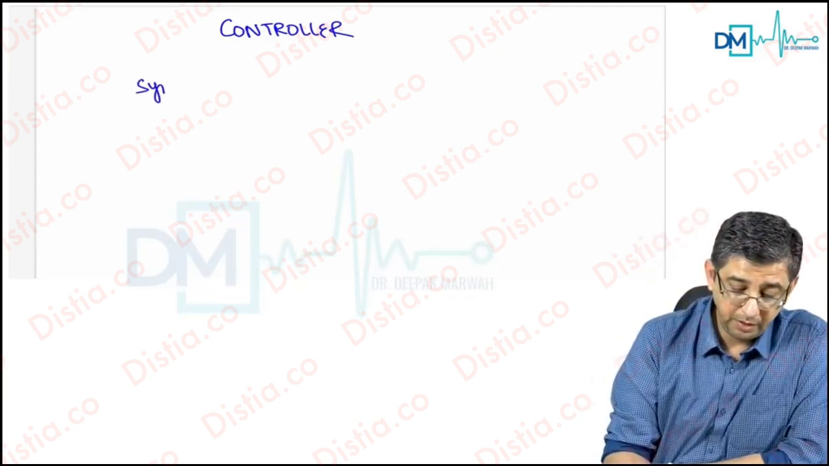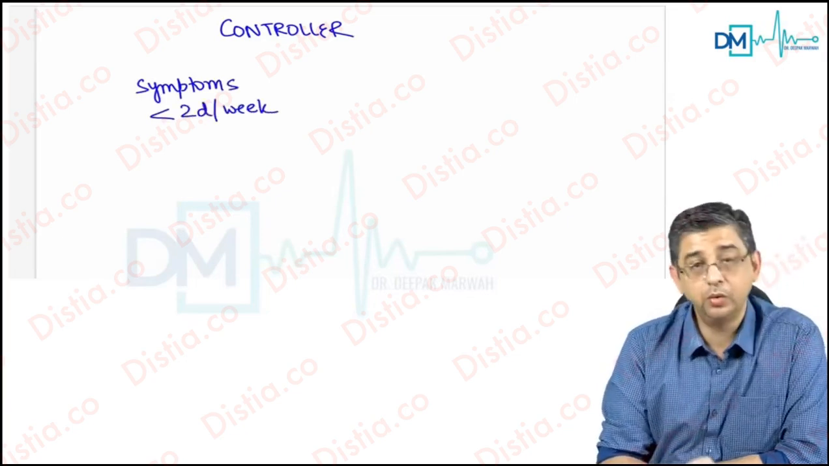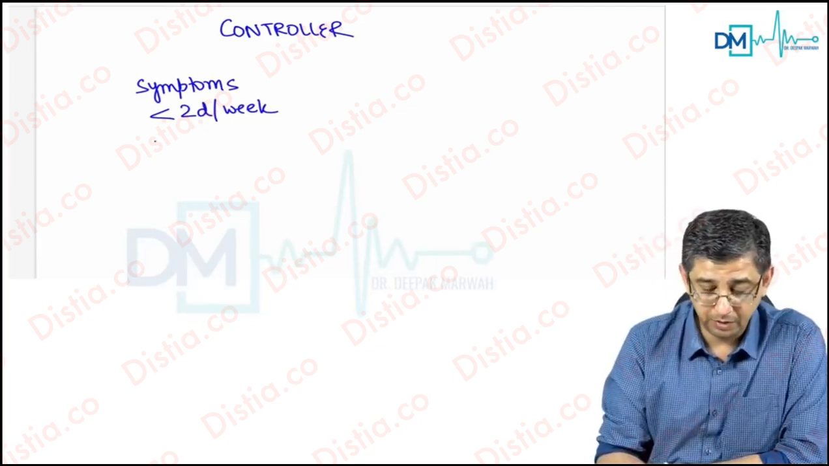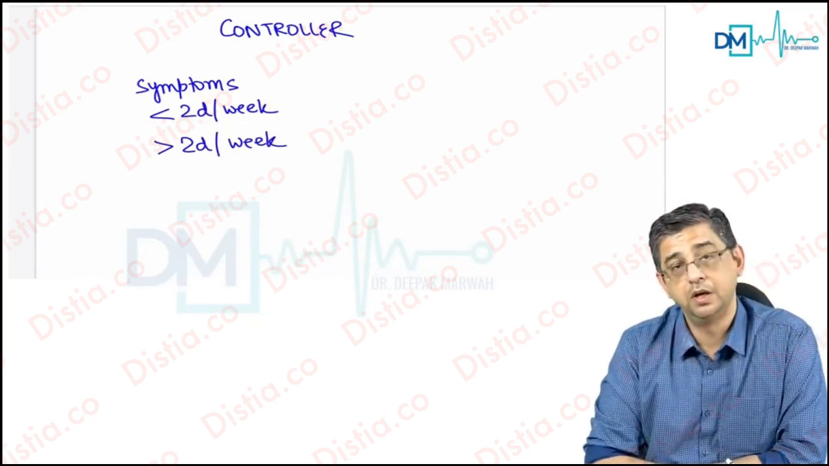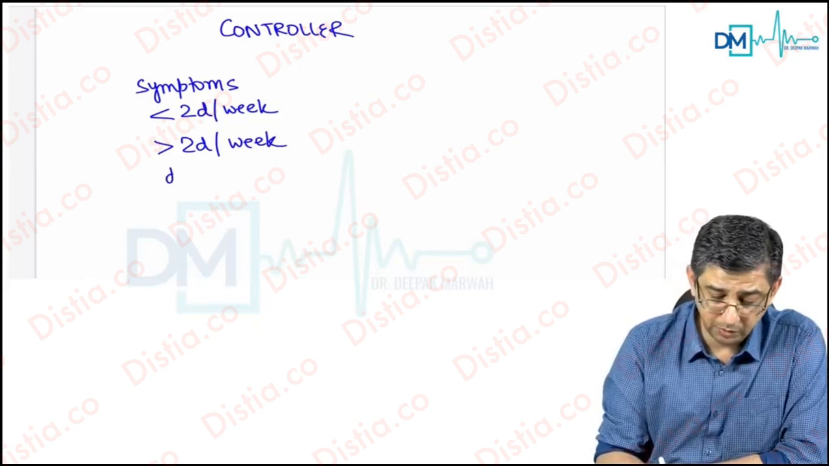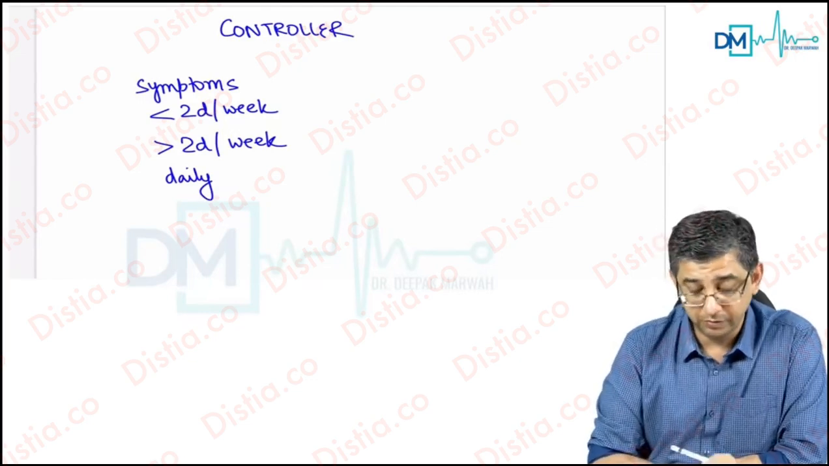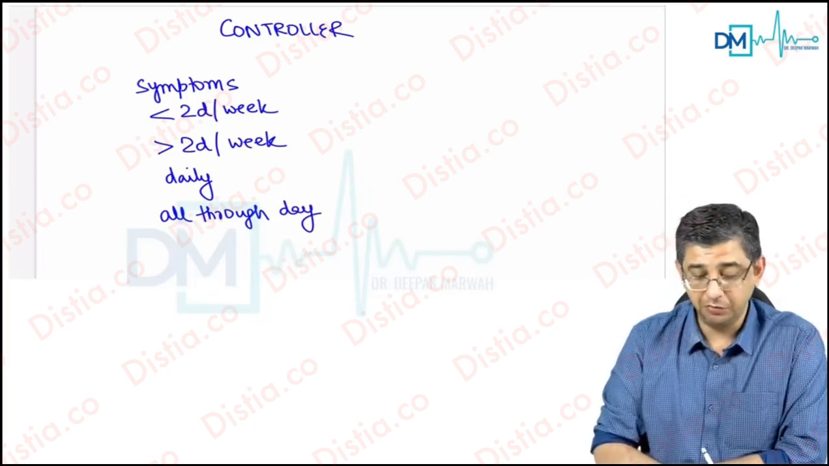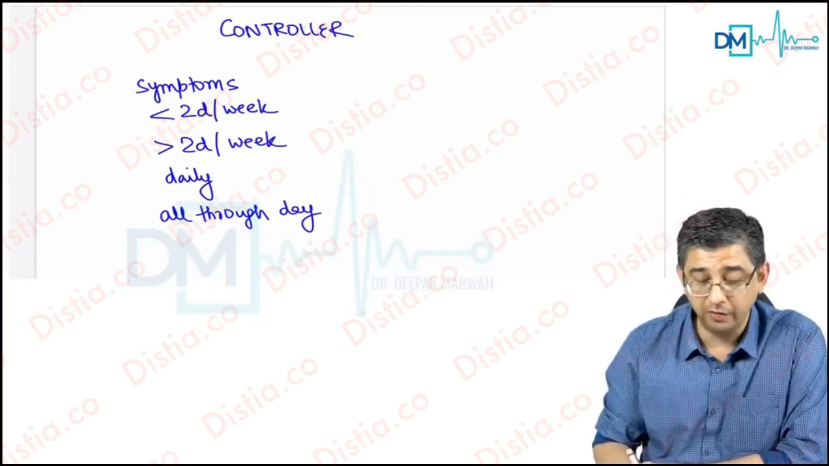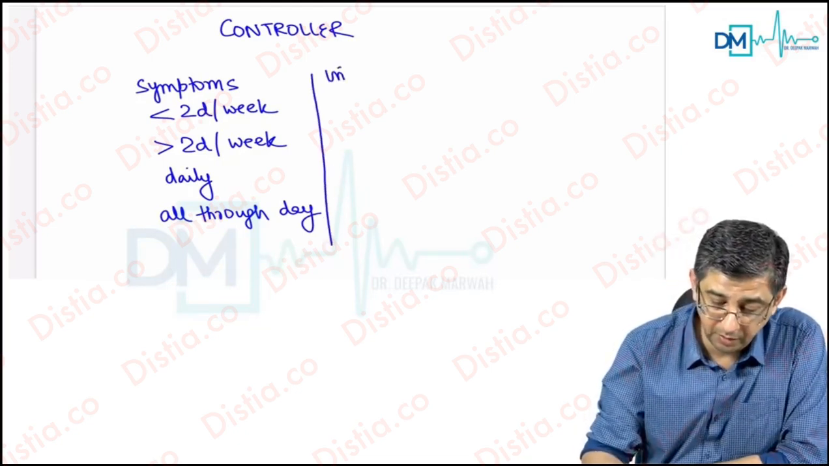Patient number A tells me that, doctor, I have symptoms, but they are like less than 2 days per week. Patient number B says, I have symptoms for, let me say, 3 days, 4 days per week consecutively. There's a 3rd patient who says, I have symptoms daily, more worse at night. There's a 4th patient who says, I have symptoms all through the day as well as the night. So you can see that the severity of symptoms will vary in every patient. Therefore, the quality of life will also be interfered.